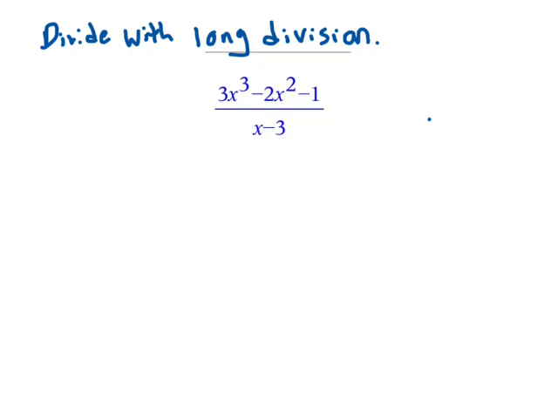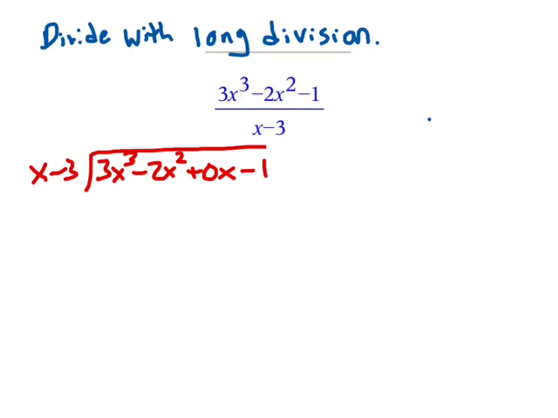So we have our numerator here. That's going to be our dividend, and this is our divisor, x minus 3. And so let's take 3x cubed minus 2x squared. Now notice we're missing an x to the first term here. That doesn't exist. Well, we need to include that here as a 0x, as a placeholder. It's easy to forget, so watch out for that. X minus 3.